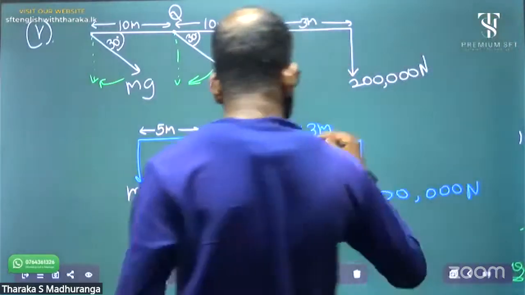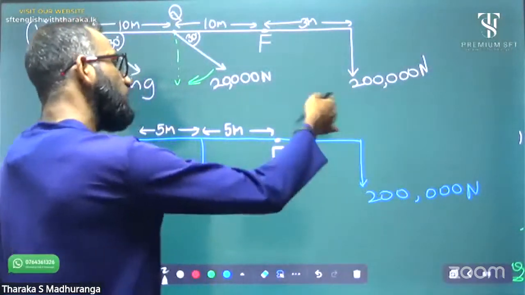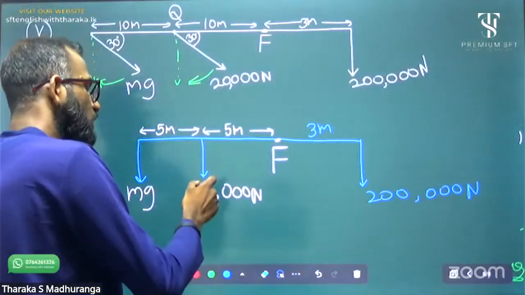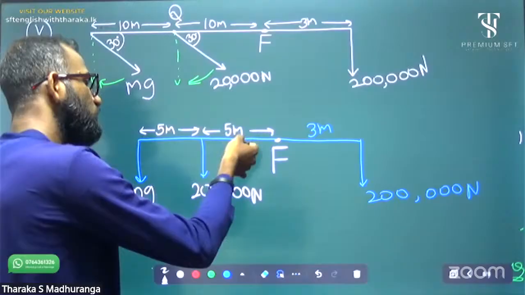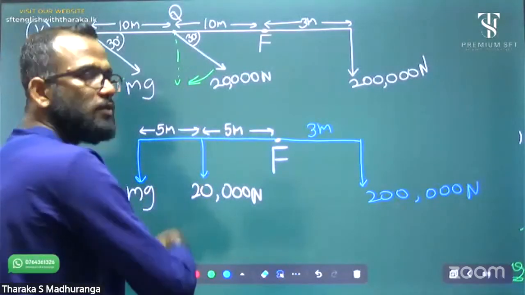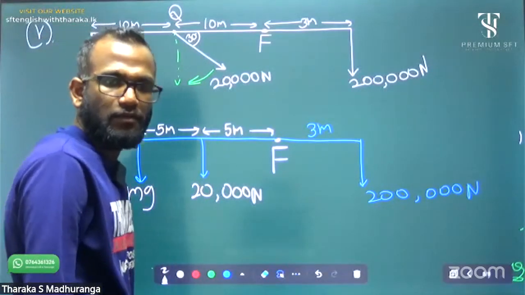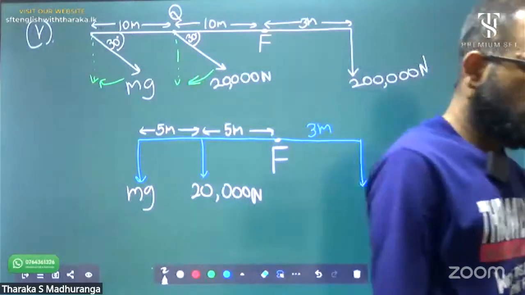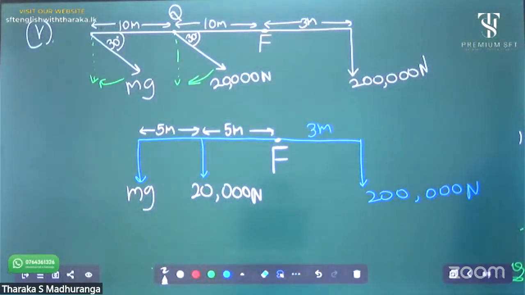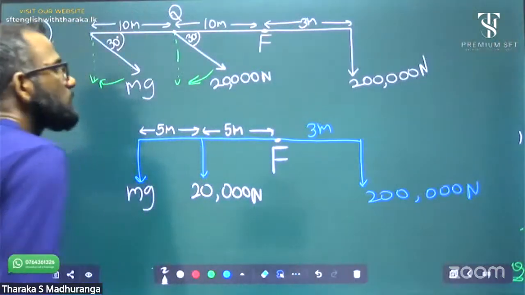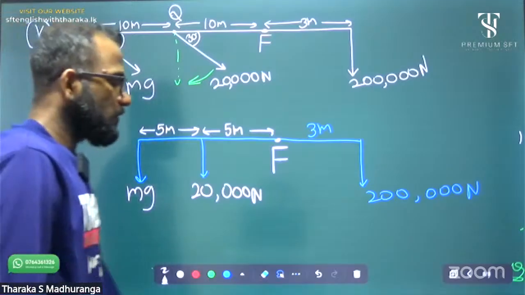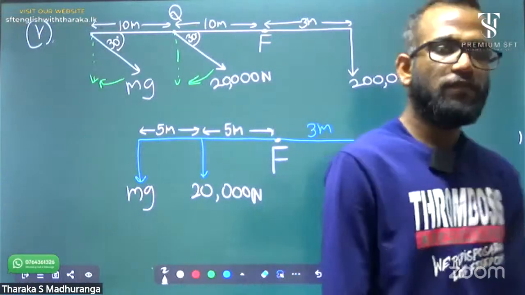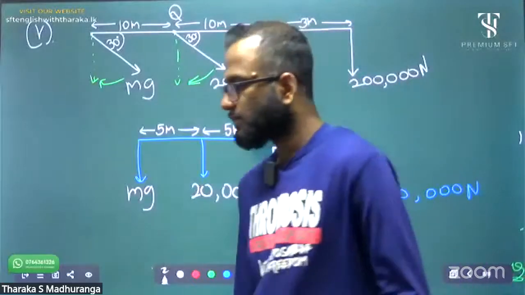Then the clockwise moment is force 20,000 into 5, which is 100,000. The anti-clockwise moment is 100,000, which is 5 mg. 5,000, 5,000. Okay, that's the end of exam number 5.